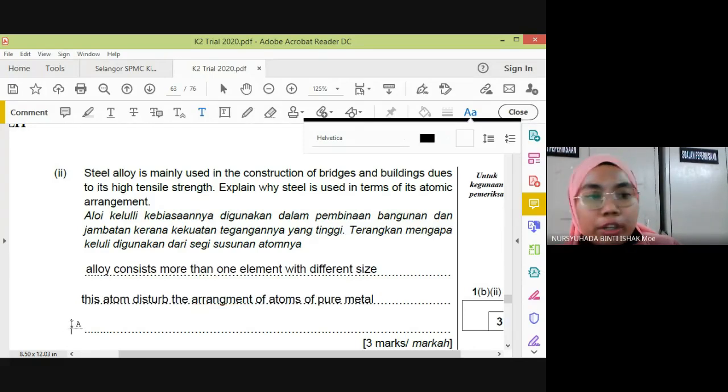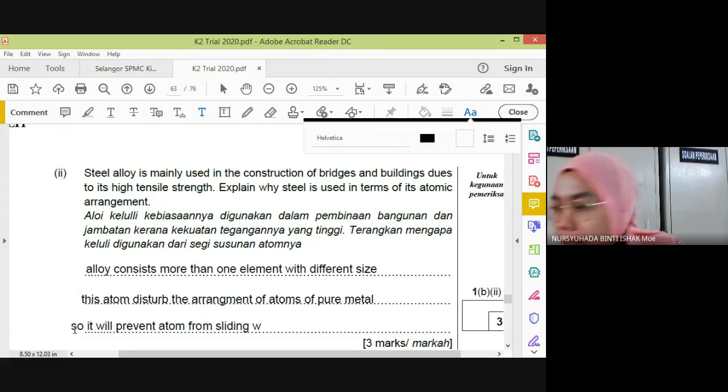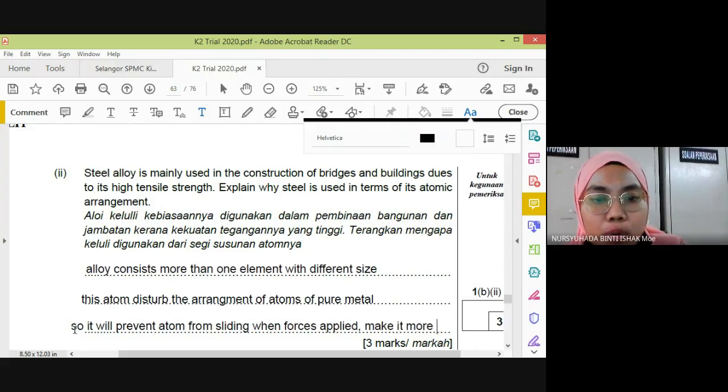So the last point. So it will prevent atoms from sliding when force is applied, make it more strong.